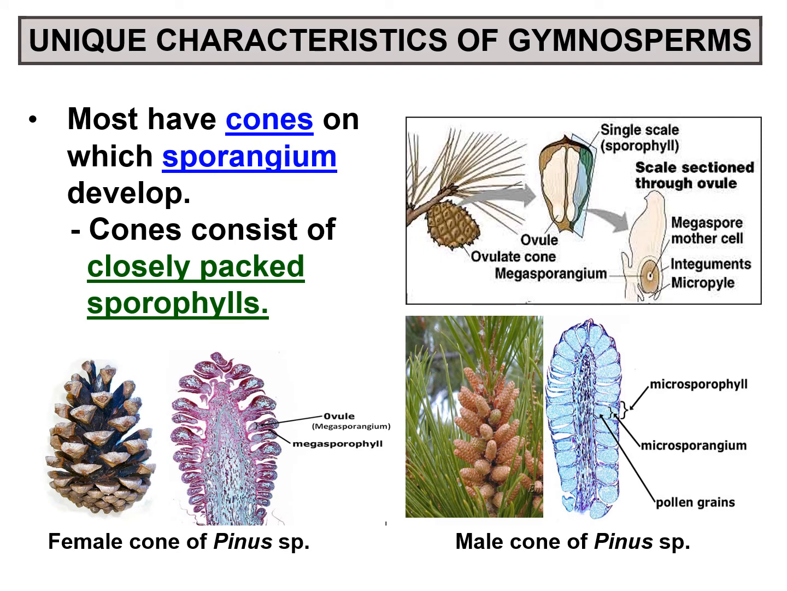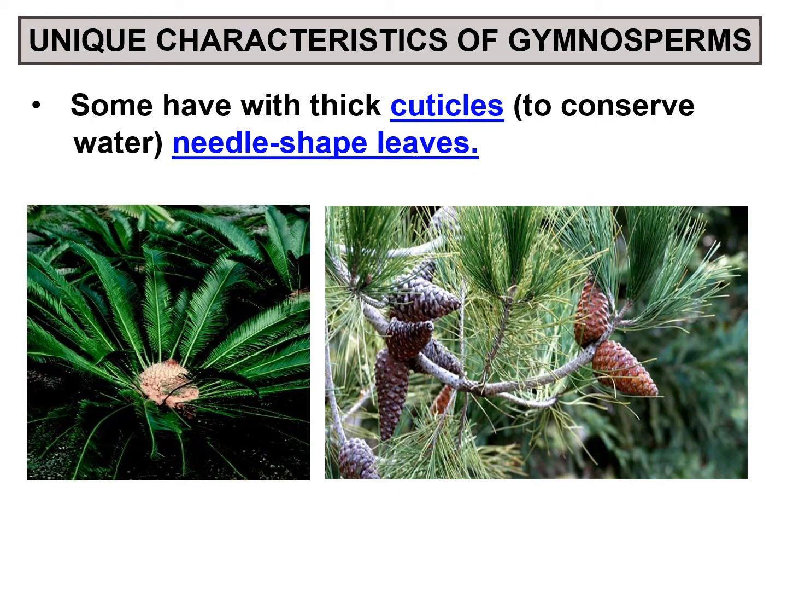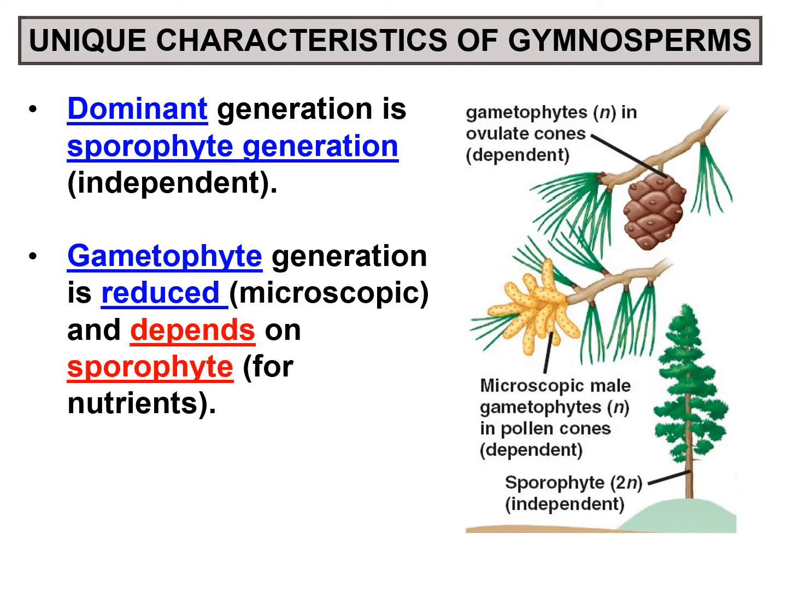Most gymnosperms have cones on which sporangium develop. And then the cones consist of closely packed sporophyll. Ni tadi sporophyll macam daun pada pteridophyte kan, daun macam daun. So dia sama lebih kurang, tetapi dia punya sporophyll biasanya lebih keras ataupun lebih besar. Some have thick cuticles and needle-shaped leaves. Okay. Sebab bila needle shape ni dia reduce, dia punya size lebih kecil, jadi dia reduce water loss.